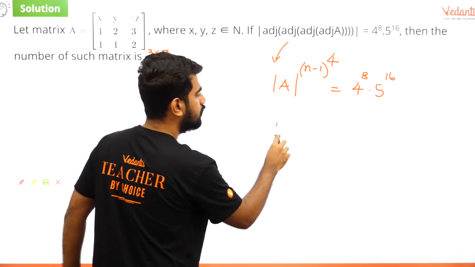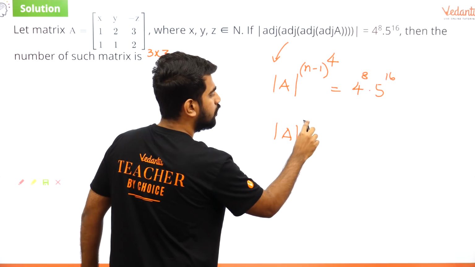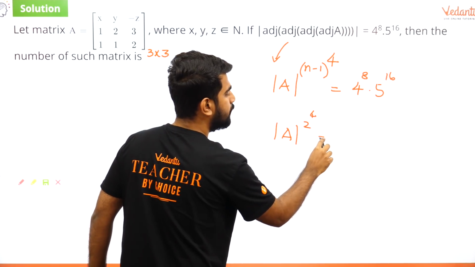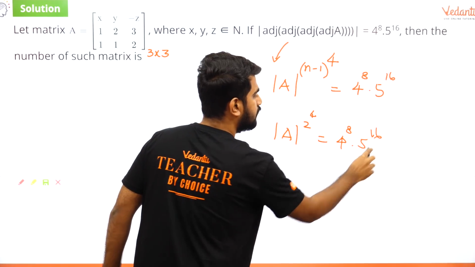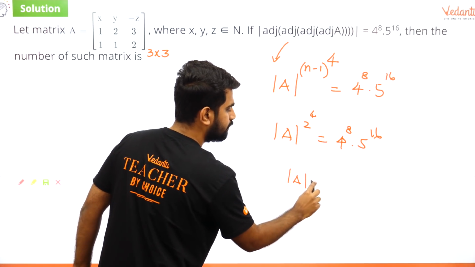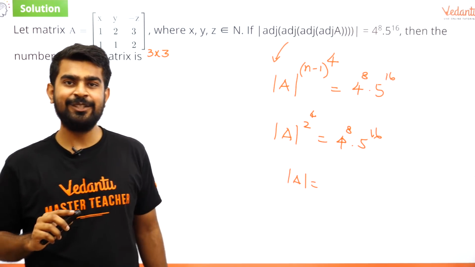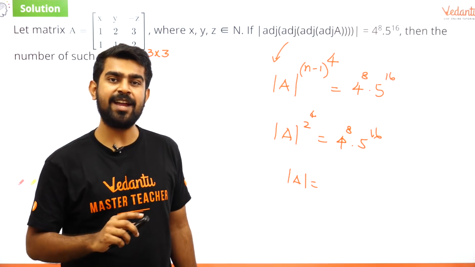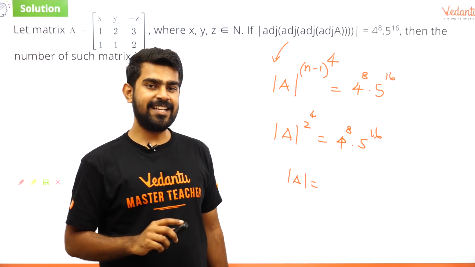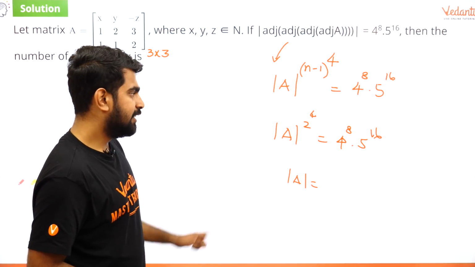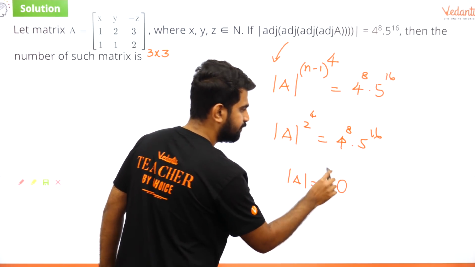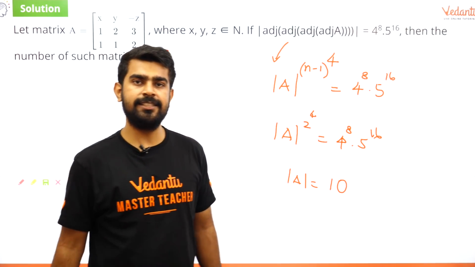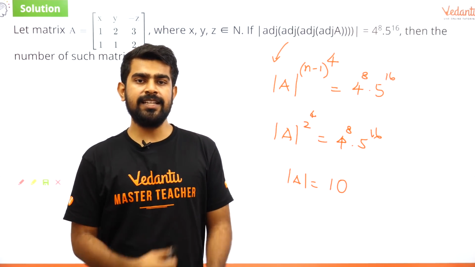So let us try to write that down as well. So determinant of A raised to the power 16 will be 4 to the power 8 into 5 to the power 16. So what is determinant of A? Any idea? Can you guys quickly comment it down or type it in the chat? Yes? So please do that. So the determinant of A value comes out to be 10. Please verify it guys. Check if I am right. Quickly.